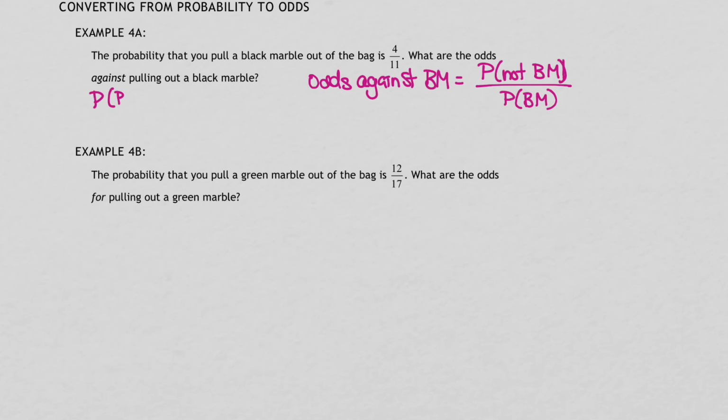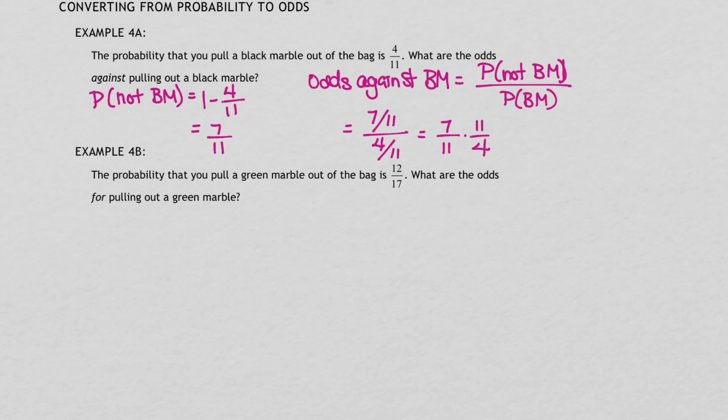The probability that you do get a black marble, we've already found, is 4 over 11. So the probability of not getting a black marble would be 1 minus 4 over 11. So that's 11 elevenths minus 4 over 11. 11 minus 4 is 7 elevenths. So we'd have 7 elevenths over 4 elevenths. Flip and multiply. And that's 7 to 4. And written with colons, 7:4.